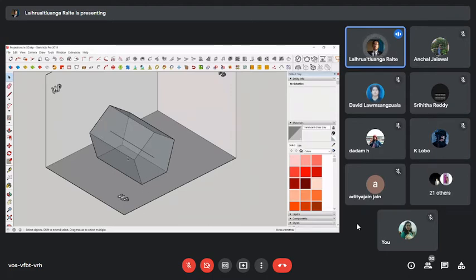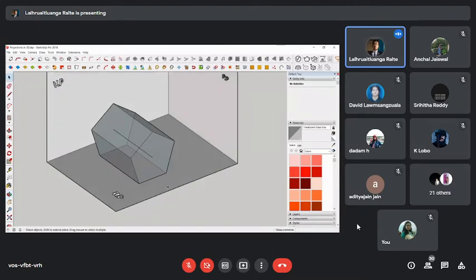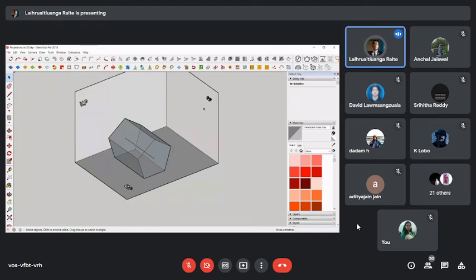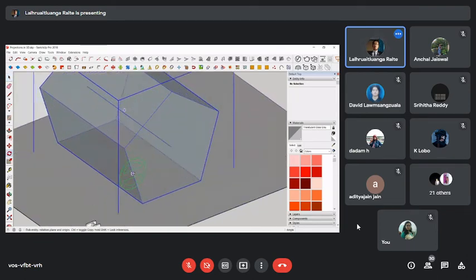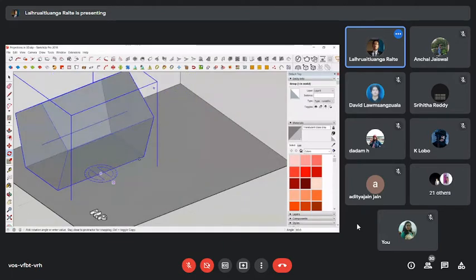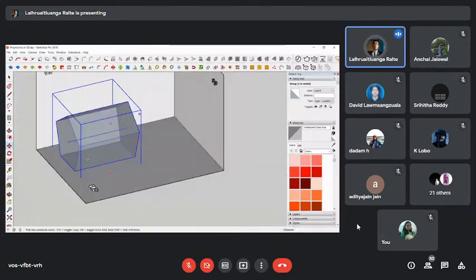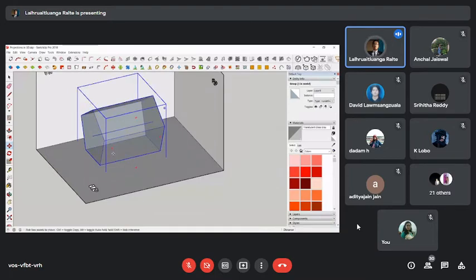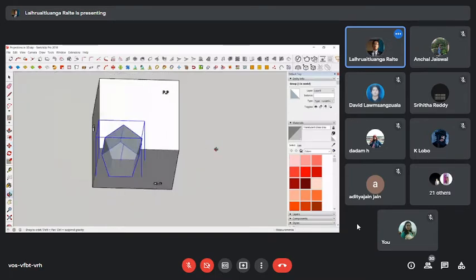But the moment we make this axis parallel to the VP, it's going to be perpendicular to the profile plane, all right? Now let me rotate this again. All right, so now our pentagonal prism is oriented like this, okay?